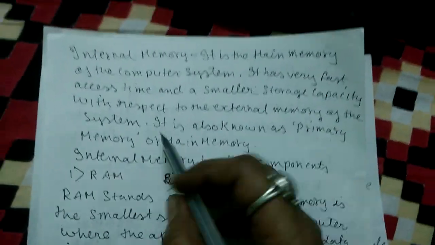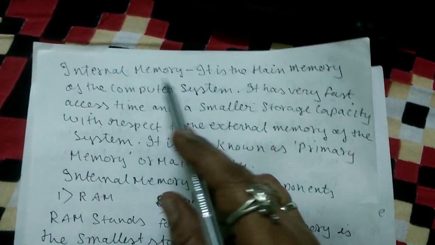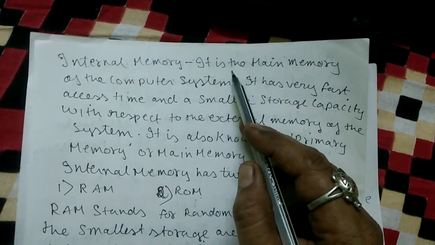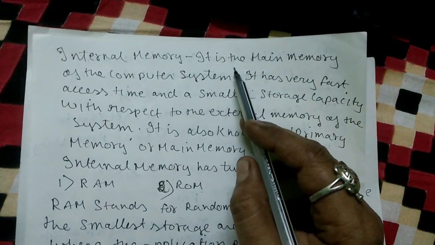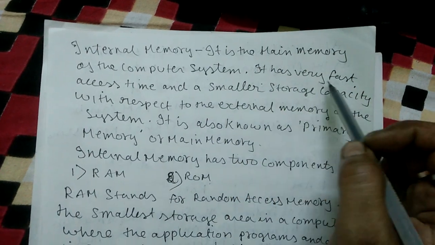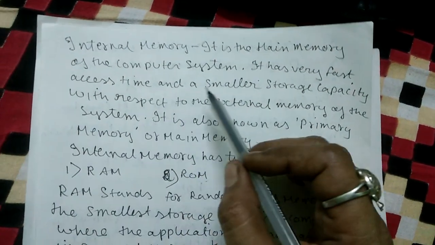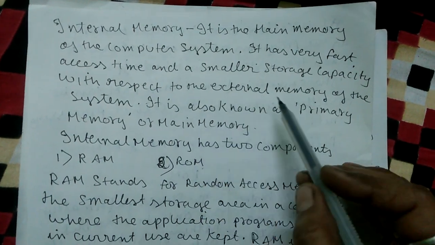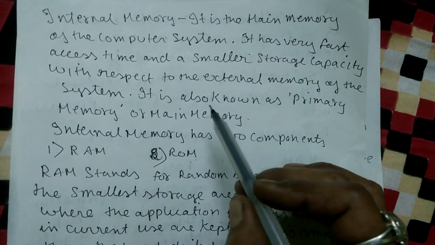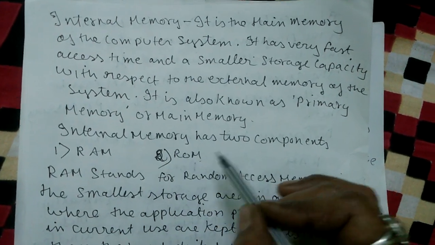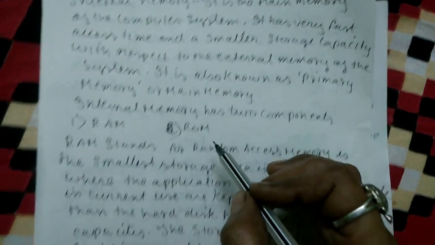Again I am repeating, what is internal memory? Internal memory is most important memory. It is fitted inside the computer. It is the main memory of the computer system. It has very fast access time and smaller storage capacity with respect to the external memory of the system. It's also known as primary memory or the main memory. Internal memory has two components, RAM and ROM.